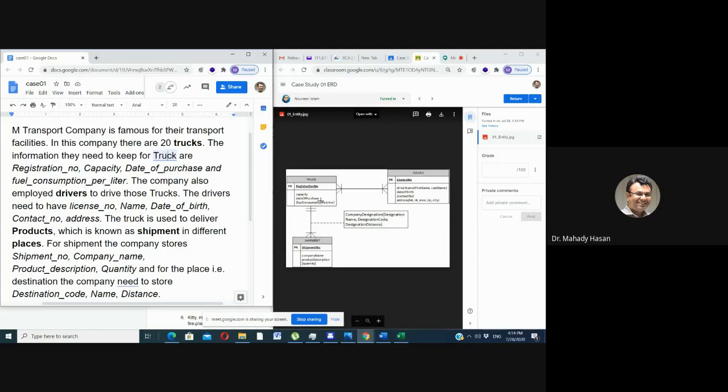So fuel consumption per liter is there, and you are saying this is a derived attribute. Why is this a derived attribute? Sir, we don't know the distance, and we don't know how much fuel the truck is going to use. That's why. Is there any place from where you are getting the fuel and the distance?